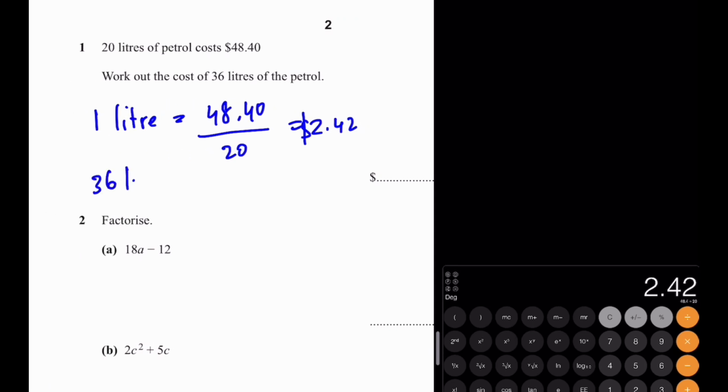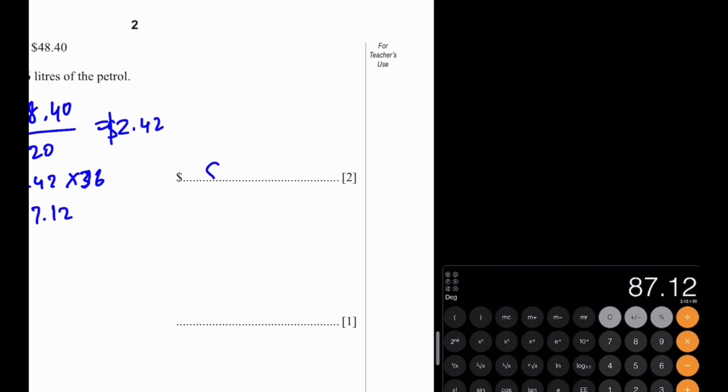So 36 liters is equal to 2.42 multiplied by 36. And let's do that, which will be $87.12. And that's the answer.